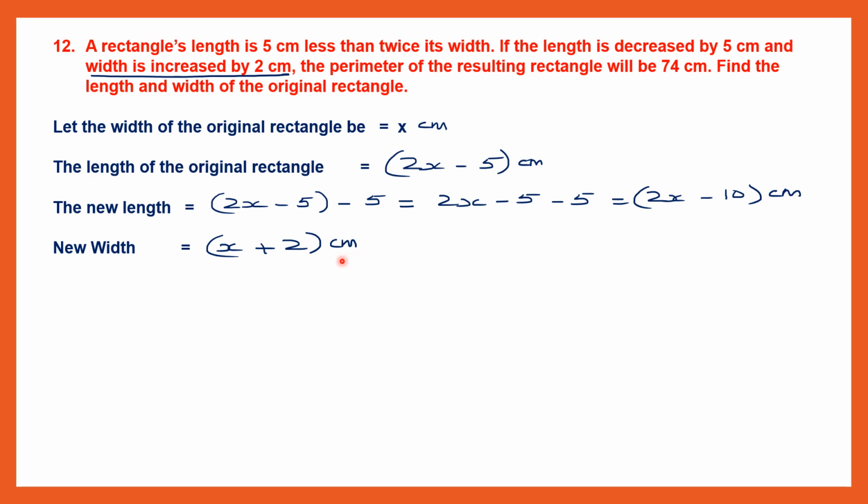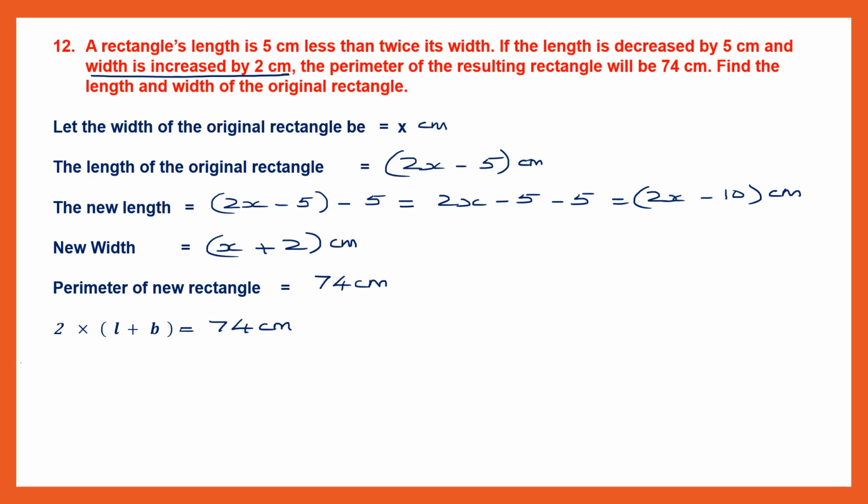Now they're saying the perimeter of the resulting rectangle, that means the new rectangle, is 74 centimeters. So the formula: 2 into (length plus breadth) is 74 centimeters. This is for the new rectangle. Now we are going to substitute length and breadth, the new length and the new breadth.